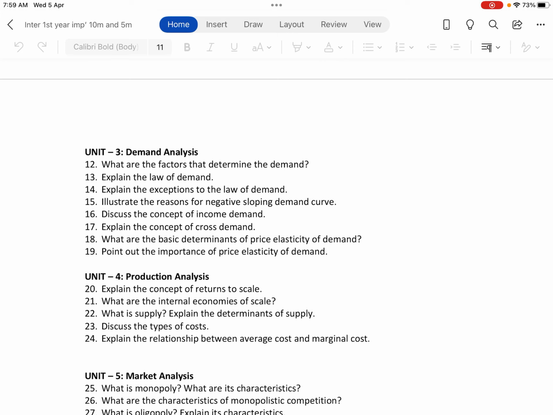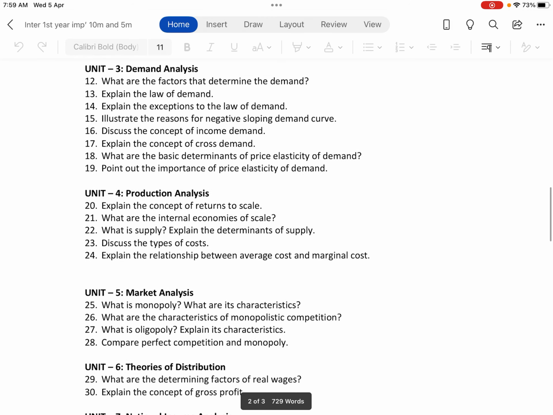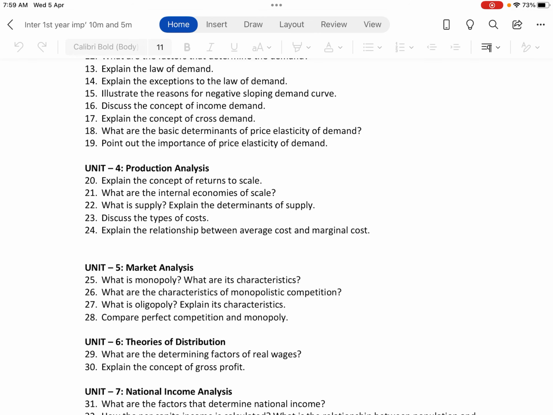And the 22nd question, what is supply and explain the determinants of supply. 23rd question, discuss the types of cost. So there are various types of cost, isn't it? Money cost, real cost, opportunity cost, fixed and variable cost. So all those types of costs you have to explain. And any one of these types of costs can be asked even for 2 marks. And the 24th question, explain the relationship between average cost and marginal cost. So any one question can appear in the board exam.